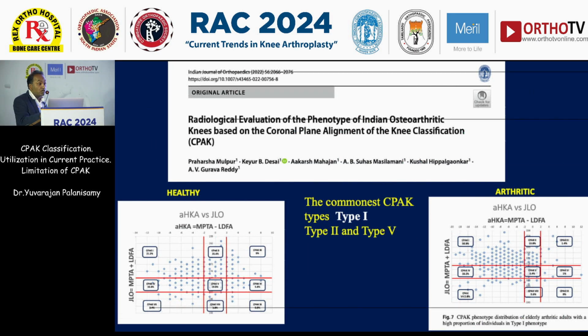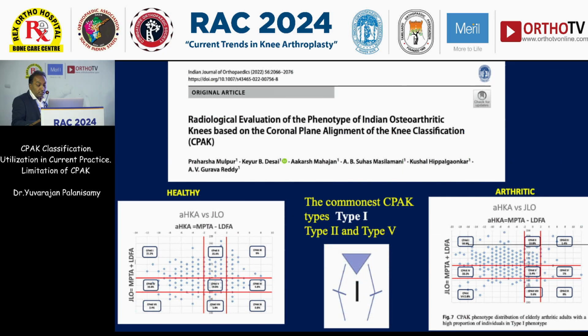And this is a study from India, published by the Sunshine group by Malpani. They did a phenotypic evaluation of the Indian population. The commonest type in India is very important. In the Western population, it's type 2, that's neutral with apex distal. In our population, it's varus with apex distal. Type 1 is most common. And this is the outcome of their study, both in healthy and orthopaedic populations.